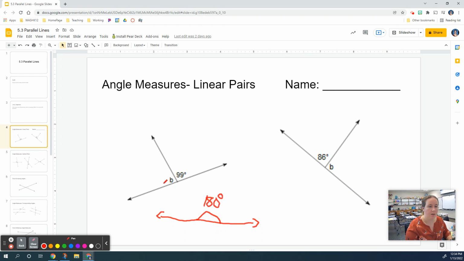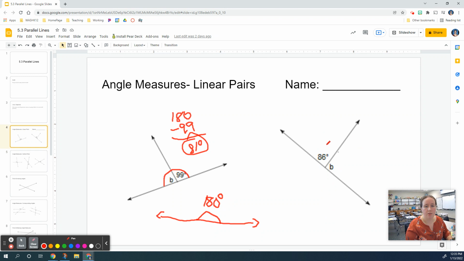Okay, so when I look here at this 99 and this B, when put together they make this straight line. So I know that 99 plus whatever number this angle measure is going to equal 180. So I'm going to do 180 minus 99, okay, and that gives me 81 degrees. So I know that the measure of angle B right here is 81 degrees.